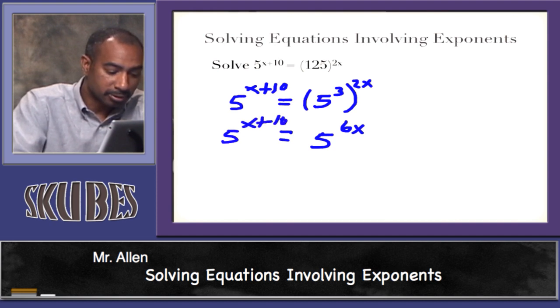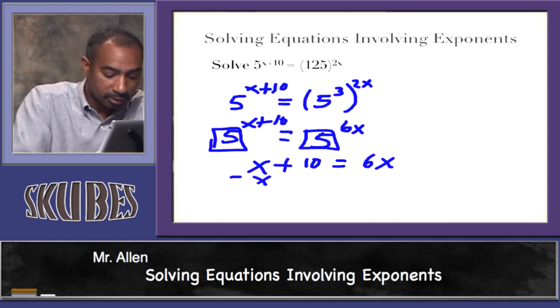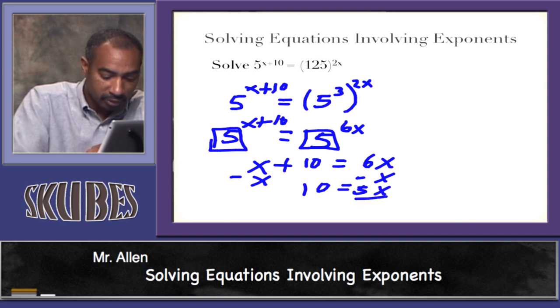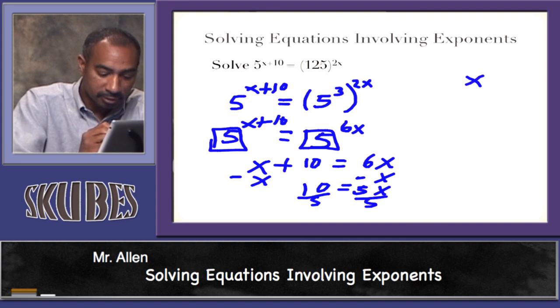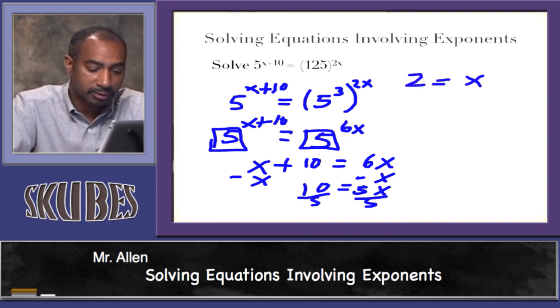And since the bases are the same, I can set the powers equal to each other. So I have x plus 10 equals 6x. If I subtract x from both sides, I get 10 equals 5x. If I divide both sides by 5, I know that x has to equal 2. That's 2 times 5 is 10.